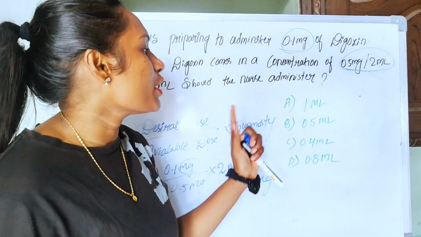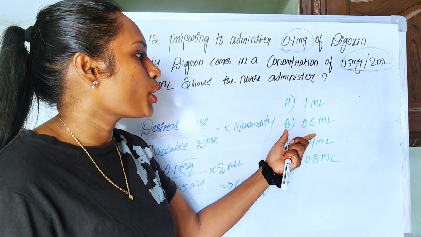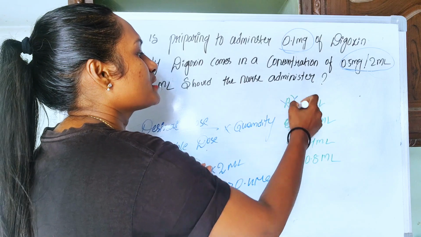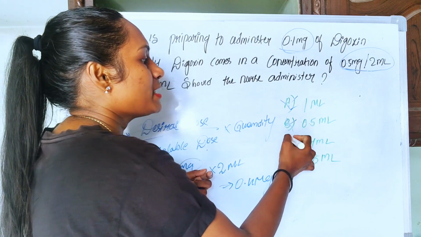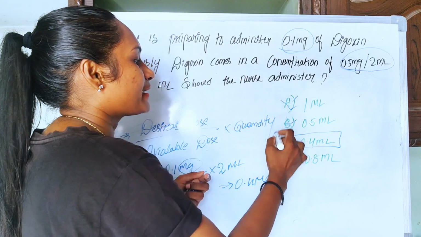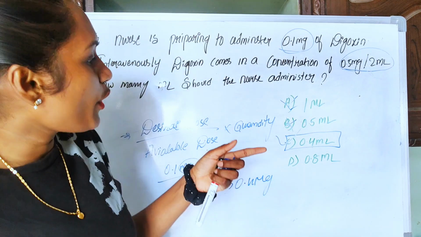Next, here we'll see the options. Option A 1 ml is wrong, option B 0.5 ml is a wrong option, option C 0.4 ml is the correct answer. So the answer is 0.4 ml.